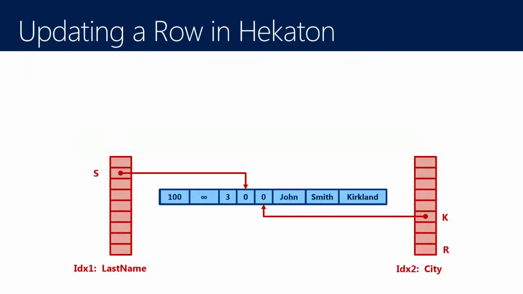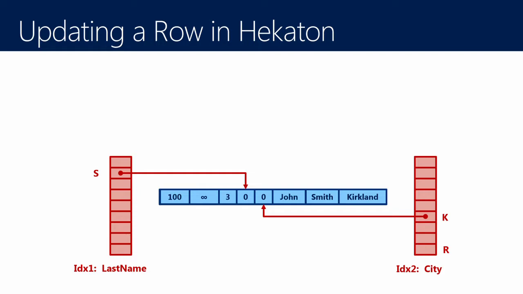So this is what happens when you update a row in Hackathon. We've got a couple of indexes, pointers, etc., but this is fundamentally what happens. We're really paying attention to the timestamps. The timestamp for this particular record is that it was inserted at 100, and the end timestamp is effectively a special marker that represents infinity. Why is it infinity? It's still valid because it hasn't been deleted or updated.